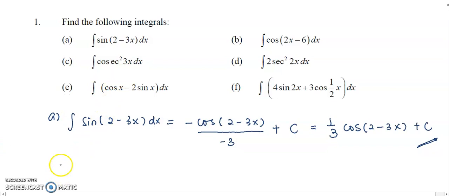And for B, you need to integrate cos of 2x minus 6 dx with respect to x. So integrate cos, you get your sine.